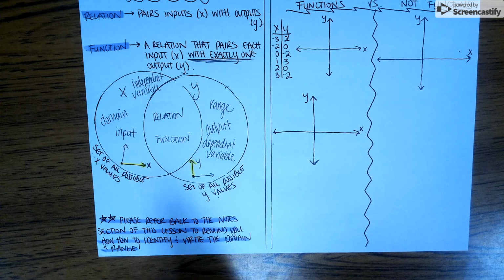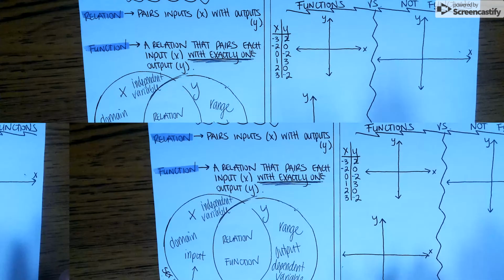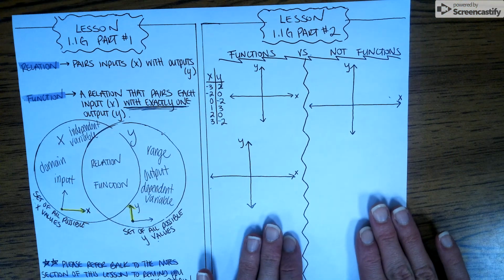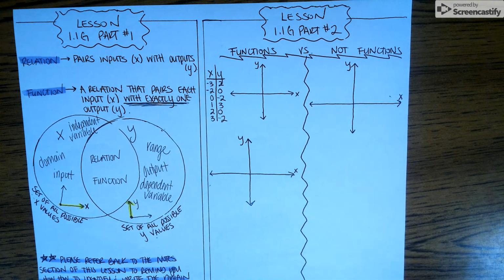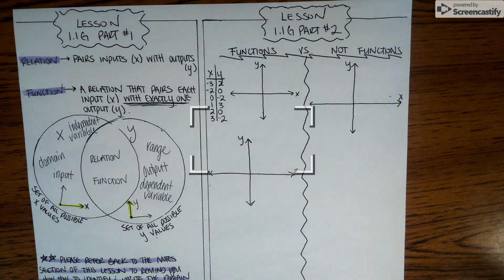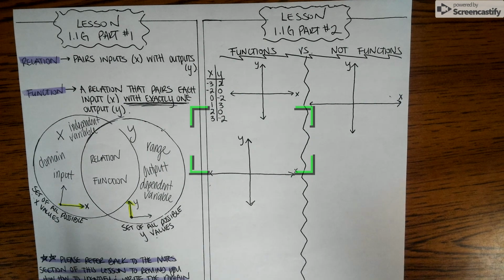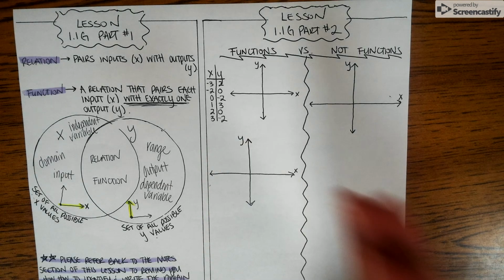So then I'm going to help bridge that gap and that confusion as we move into lesson 1.1G part 2. In lesson 1.1G part 2, we take off from, now that you have a basis of what the domain and range is and how to identify and write the domain and range, now we need to tell whether something is a function or not.